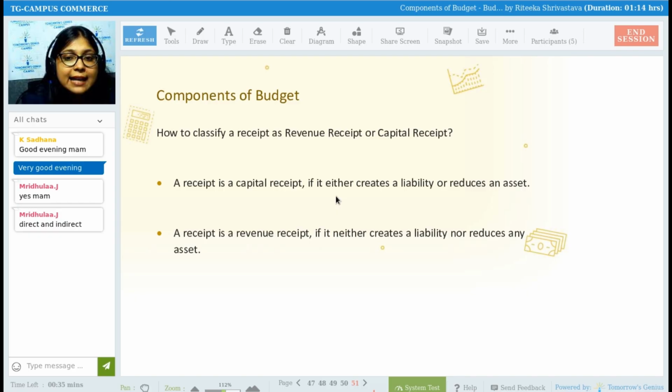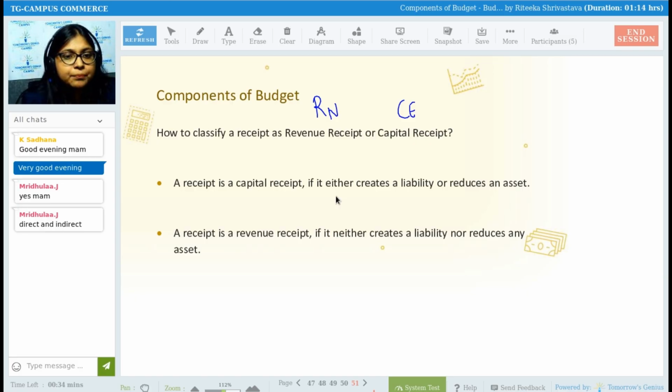Now, how to classify receipts as revenue receipts or capital receipts? Very simple. We can easily understand which receipts are revenue receipts and which are capital receipts. Remember the tip which I have given you, RN and CE. RN means revenue receipts are those receipts which neither create any liability for the government, nor reduce the assets of the government. Whereas capital receipts are those receipts which will either create liability for the government or decrease the assets of the government.